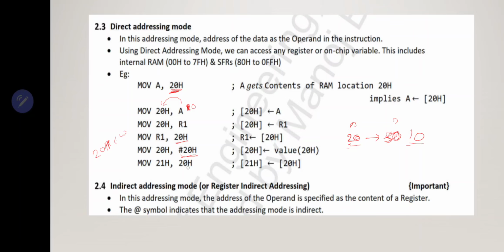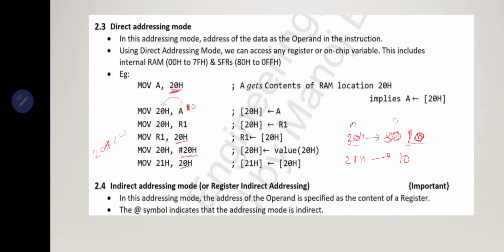Move 21H comma 20H means that there is a location named 20H, whose data is 10, and there is another location 21H. The data from 20H, which is 10, is moved to 21H. So this is address to address movement. That's all about direct addressing mode.